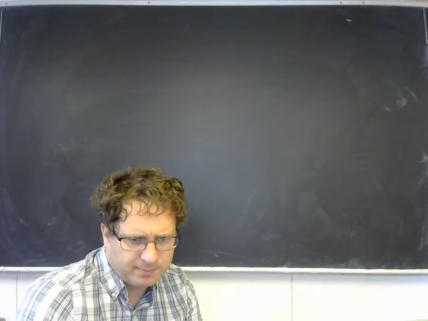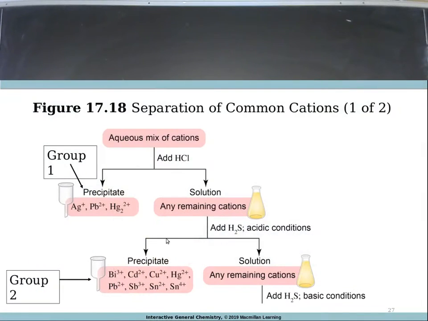So here we go. The idea is you have a mixture of cations. It could be many different cations, and you want to figure out which ones are present. Well, if you add hydrochloric acid, then out of a list of the 20 or so most common cations, there are only a few that would form a solid precipitate. Those are lead, silver, and mercury.